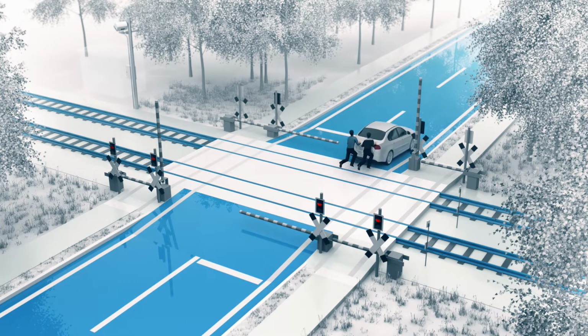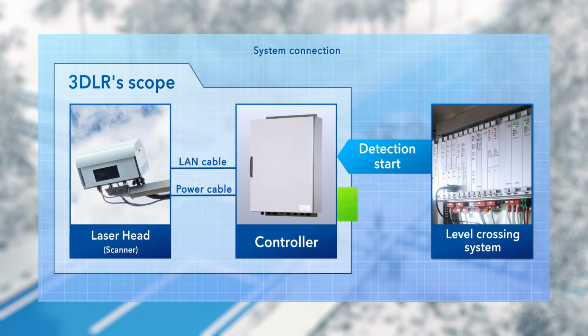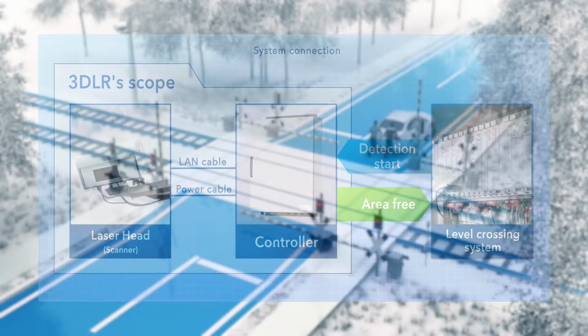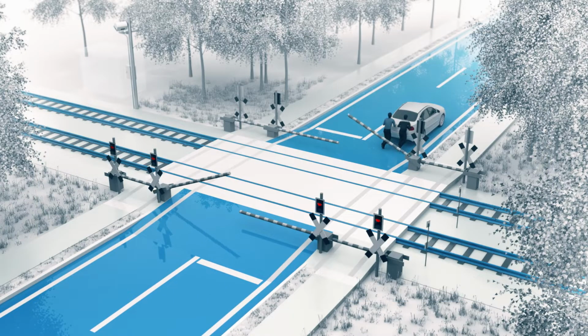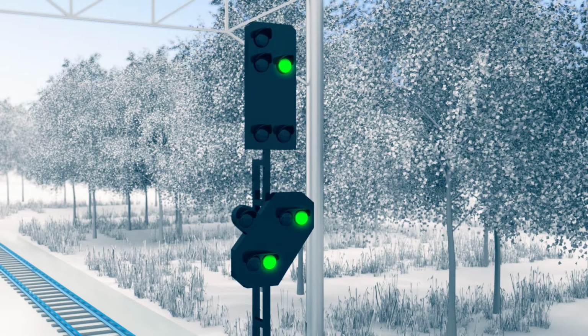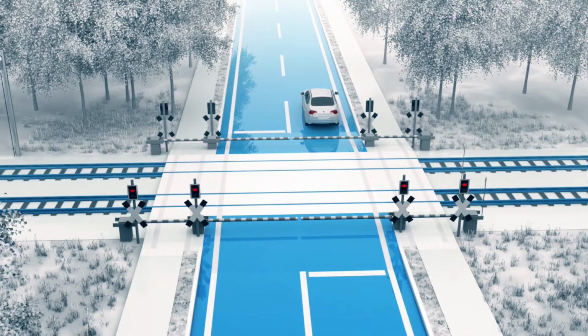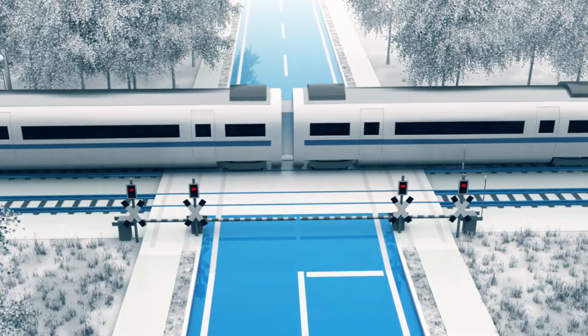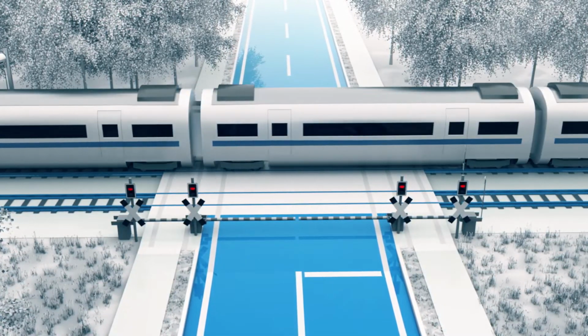If the vehicle removes itself from the level crossing, the 3DLR uses an area-free signal to notify the level crossing system that the obstacle has gone. When the level crossing system receives the area-free signal, it notifies the oncoming train that it can proceed.